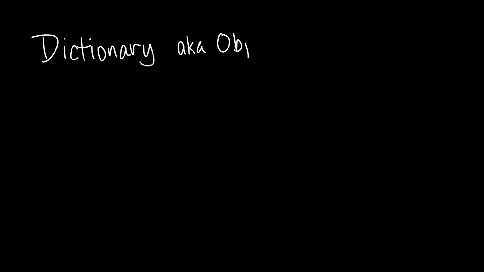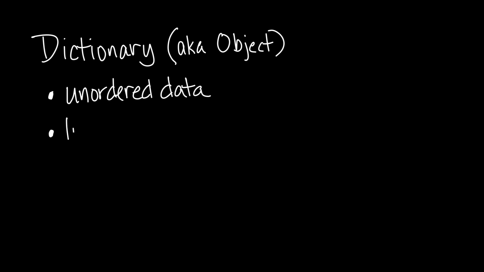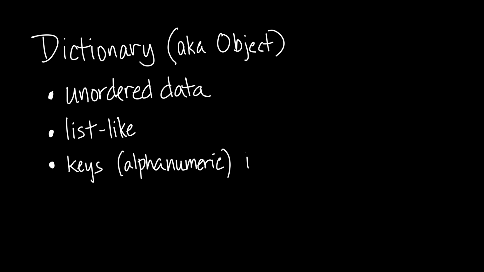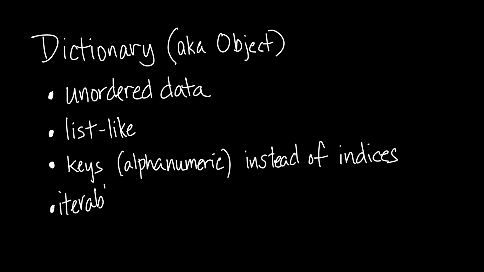A dictionary is similar to an array. It doesn't have ordered data. It's list-like in that you can add and remove items like you would within a list. But instead of indices, it has alphanumeric keys, which is why it's not ordered. But importantly, it is iterable. Any of the easy looping you can do with a list, you can do with a dictionary. You just don't know what order it's going to come out in.